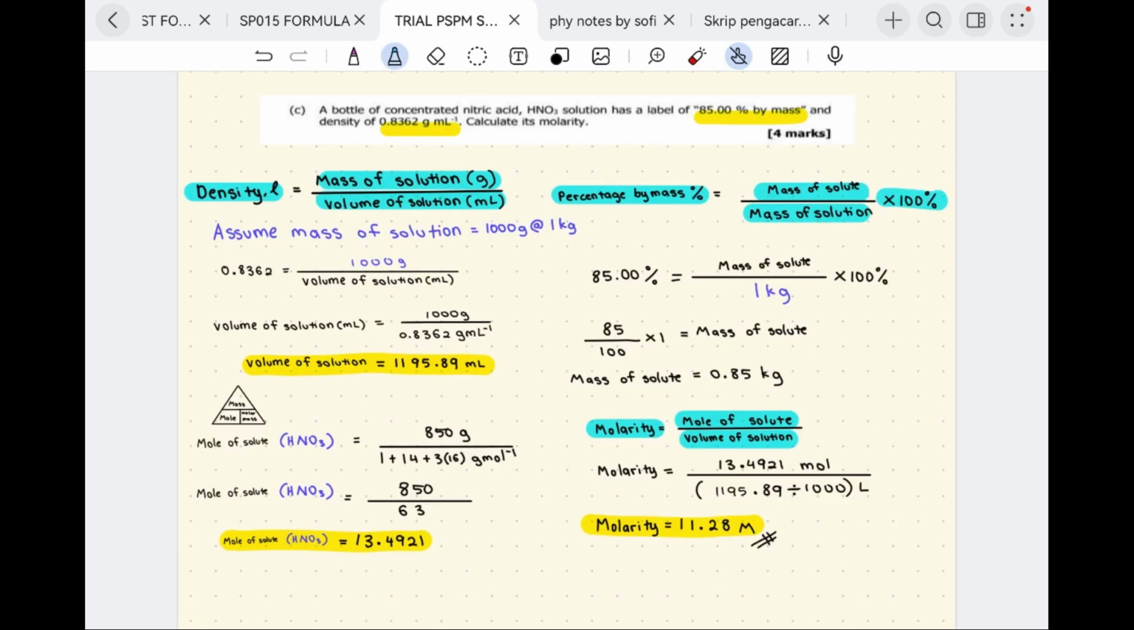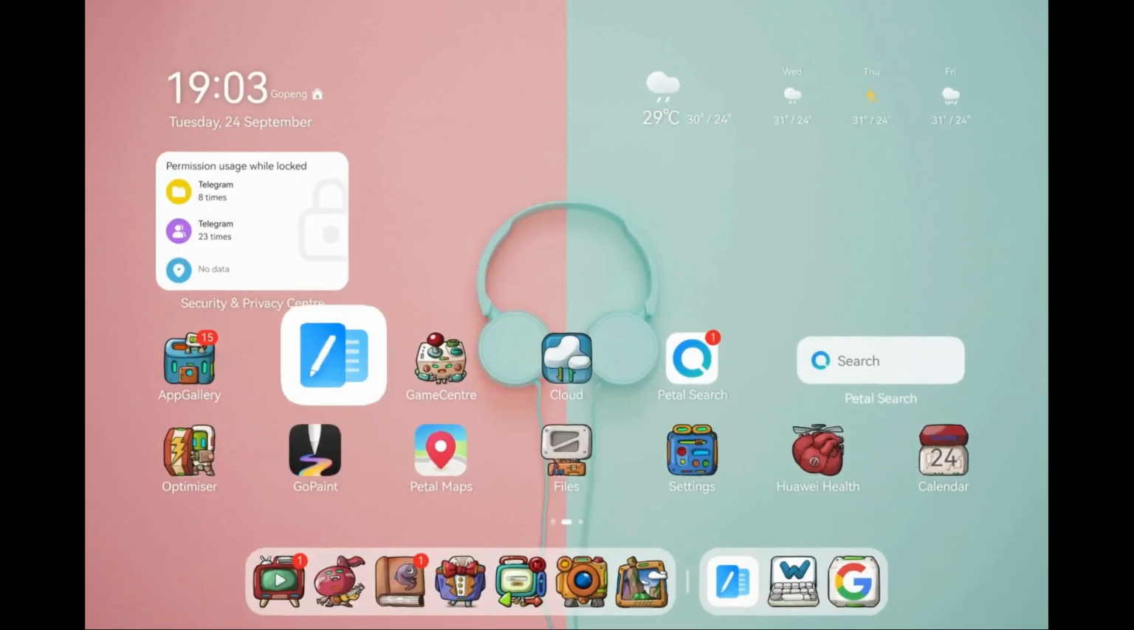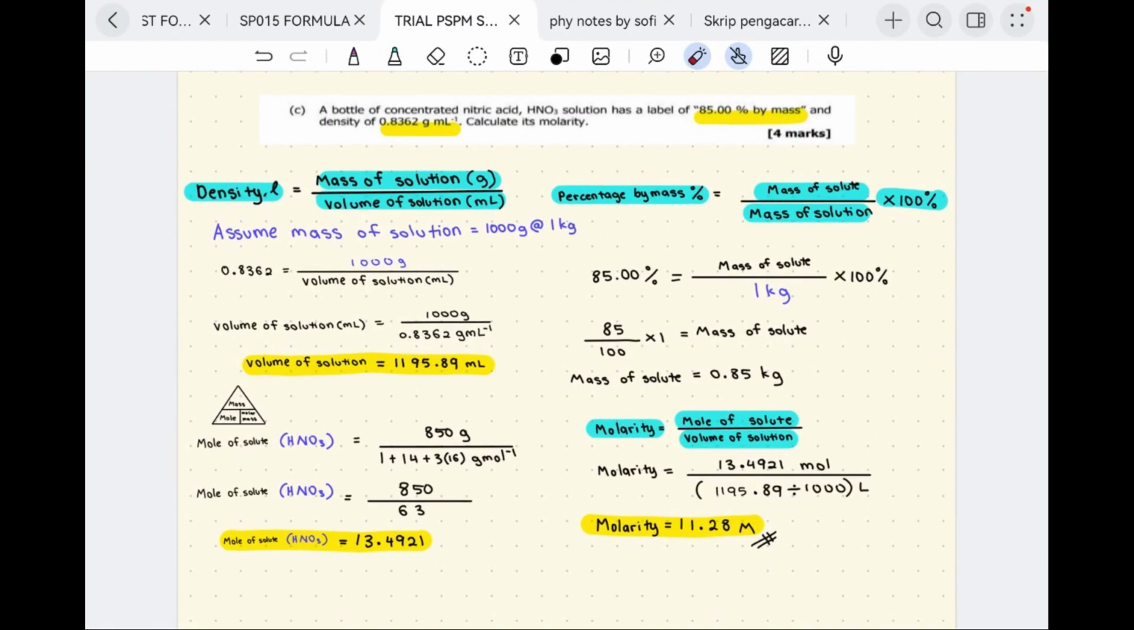Okay, for the C question, it says that a bottle of concentrated nitric acid HNO3 solution has a level of 85% by mass, and the density of 0.8362 gram per milliliter. Calculate its molarity. To find the molarity, we need to know the mole of solute and the volume of solution. But now we know neither of this information, but we know the percentage by mass and the density of the solution. So we need to dig out the information from density and percentage by mass to find molarity.